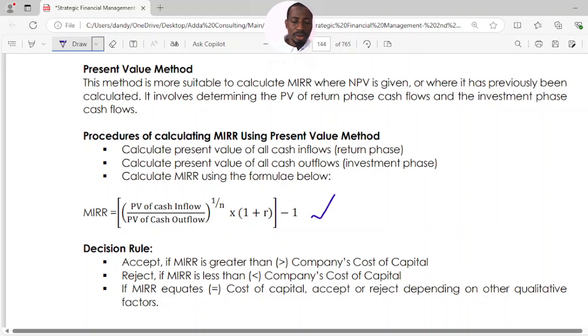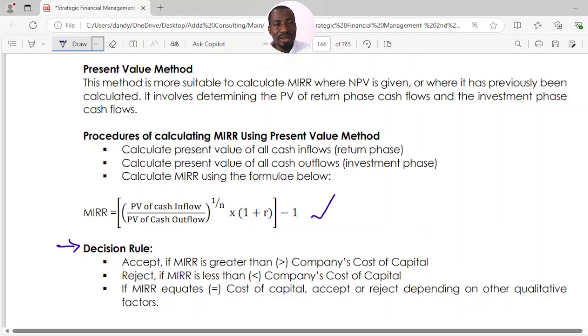The next thing we are going to talk about is the decision rule under modified internal rate of return. The decision rule for modified internal rate of return is consistent with the decision rule of the normal internal rate of return. So the project should be accepted if the calculated modified internal rate of return is greater than the company's cost of capital.